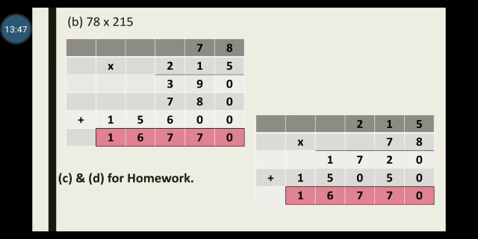Now we multiply 78 by 200, so we will write 2 zeros first in our answer. 2 multiplied by 8 is 16. 1 goes carry. 2 7s are 14 plus 1, 15. Write the plus sign and add. You get 16,770. Now you change the order. 215 you make the multiplicand. 78 you make the multiplier and multiply. You will observe your answer of the product is the same.